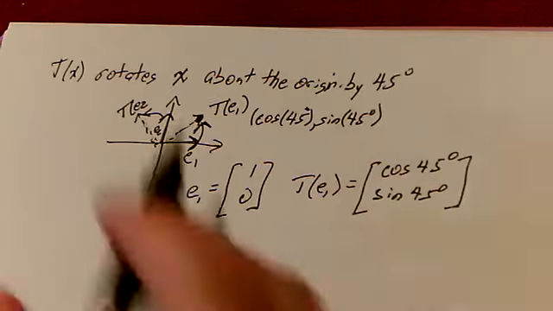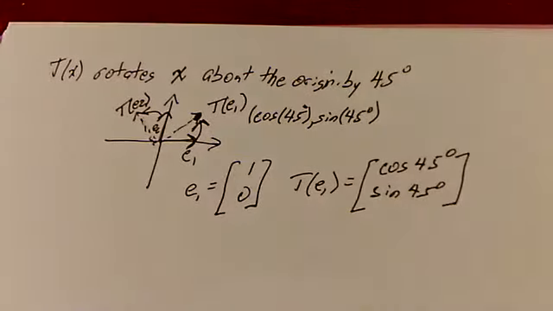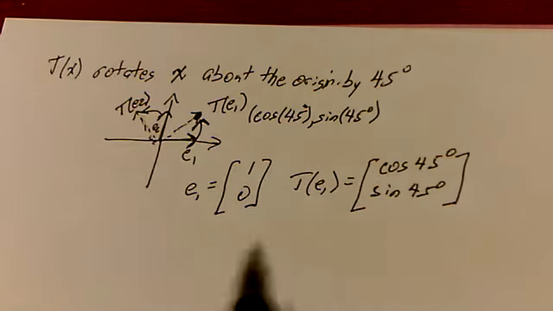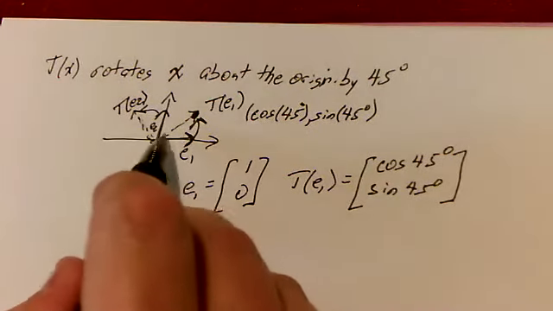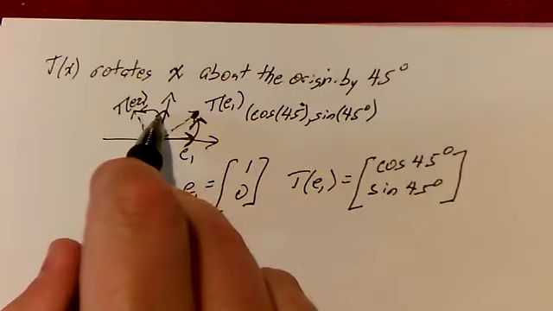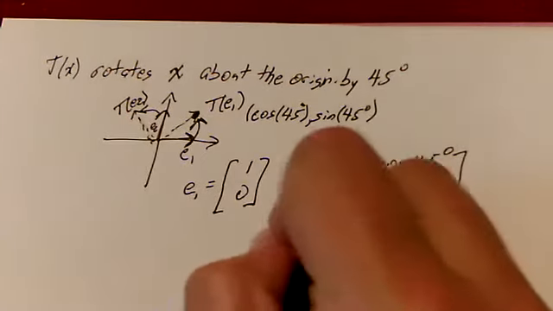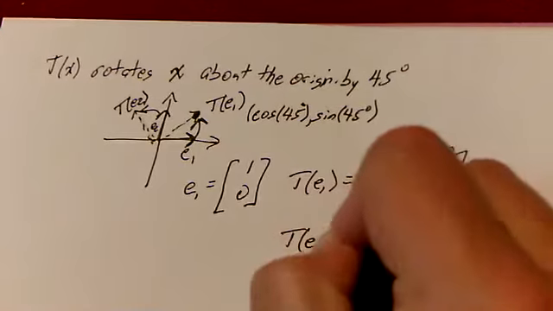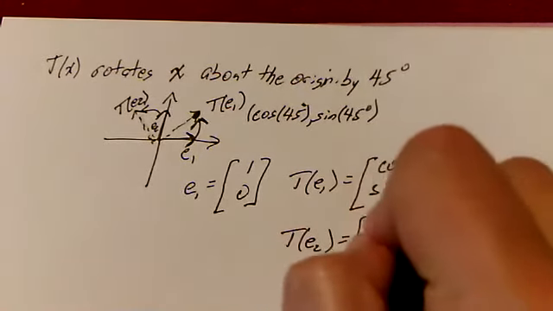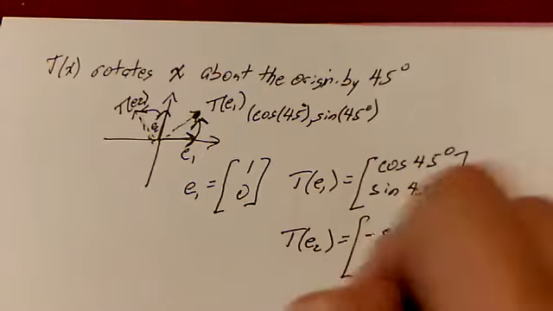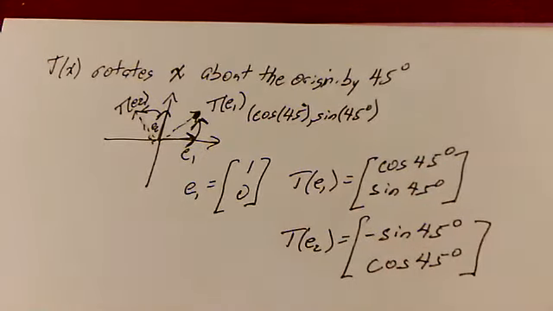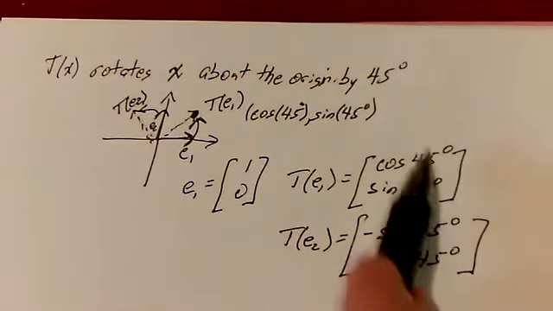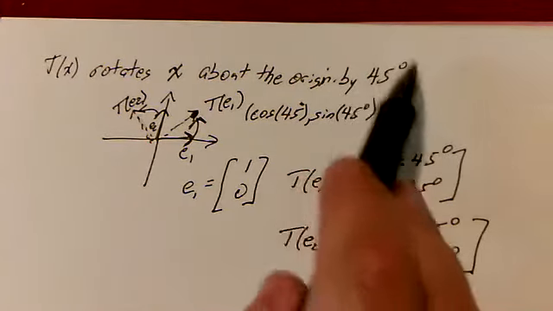A similar thing is going to happen for T of E2. Now T of E2 takes that point and rotates it along, but it started out up here, right? We actually started at the vertical spot. So T of E2 is going to have that different transformation. I'm going to get (negative sine of 45 degrees, cosine of 45 degrees). So what we see here is 45 degrees is exactly the rotation measure.